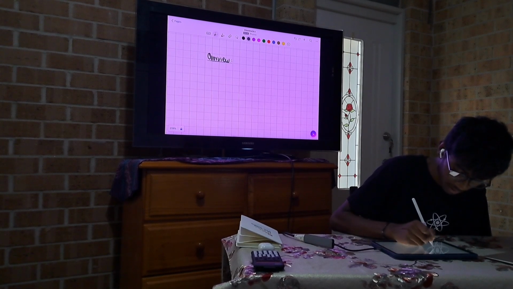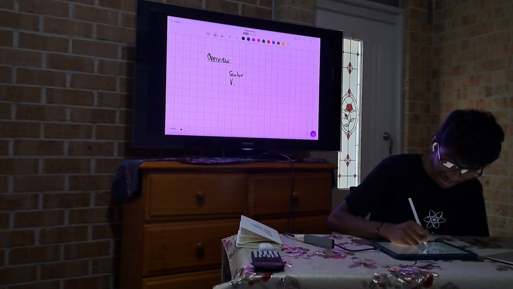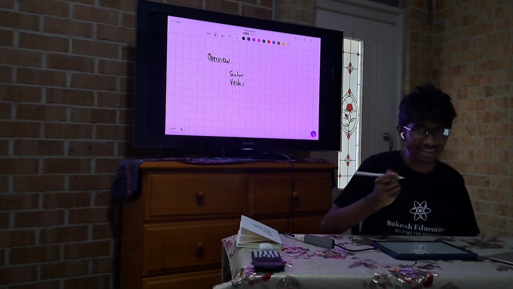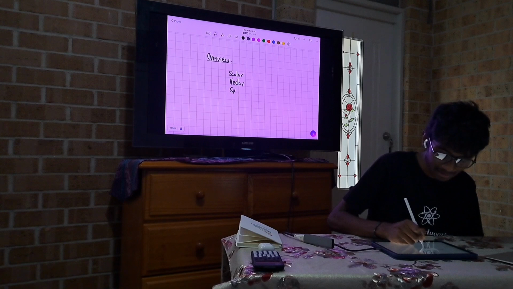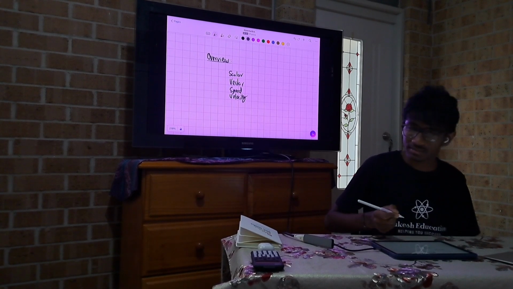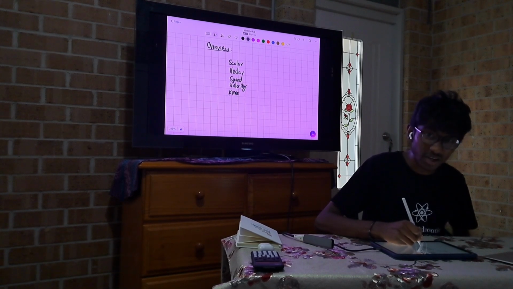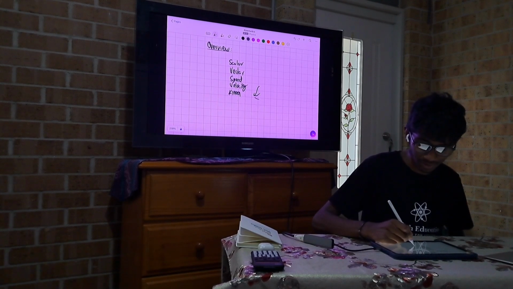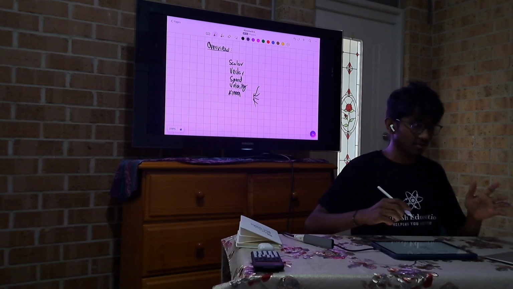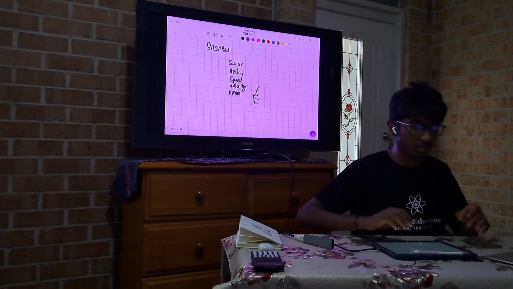We're going to be looking at scalar quantities and vector quantities. We're going to be looking at speed, distance, time, velocity. We're going to be looking at the kinematic equations, so the 5 different equations. And then we'll also be looking at everything in between.